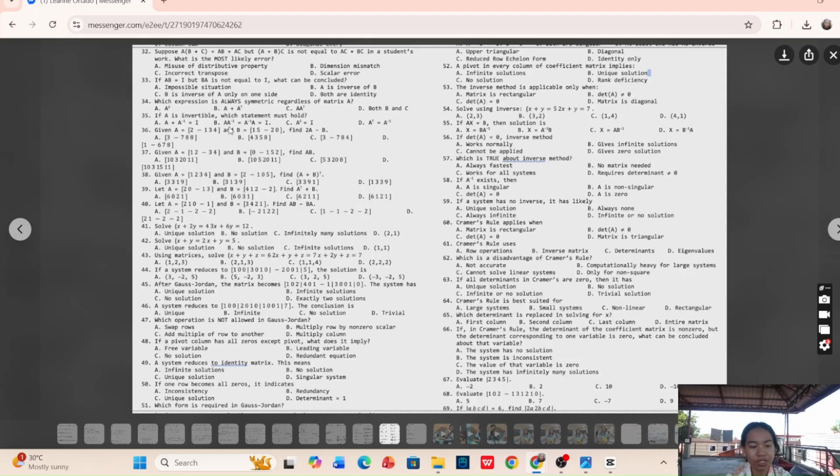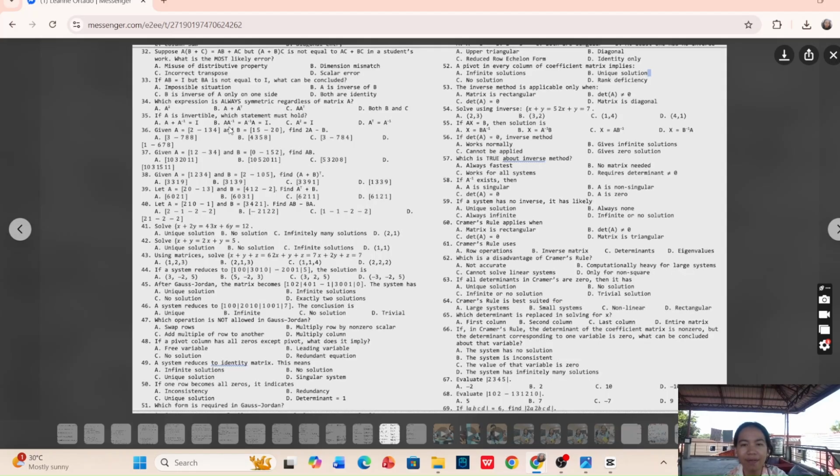Number 51. Which form is required in Gauss-Jordan? A. Upper triangular, B. Diagonal, C. Reduced row echelon form, or letter D. Identity only. Number 51 right answer is letter C. Gauss-Jordan requires reduced row echelon form. So the right answer is letter C.